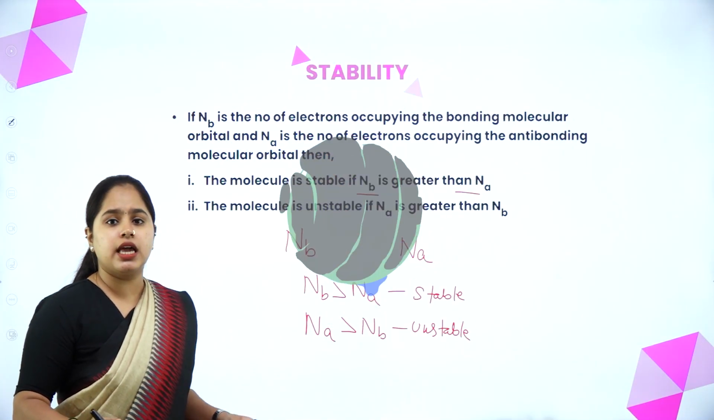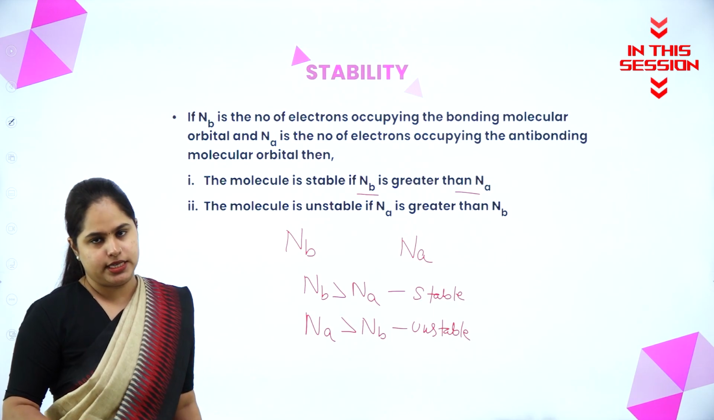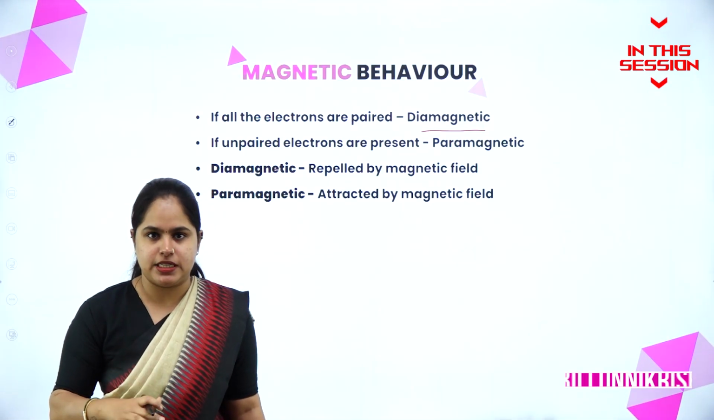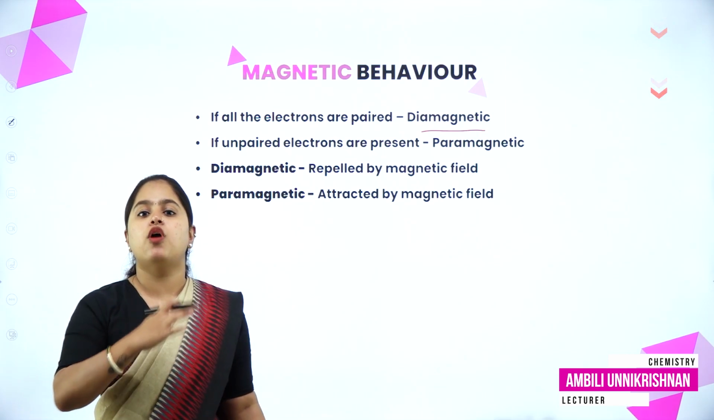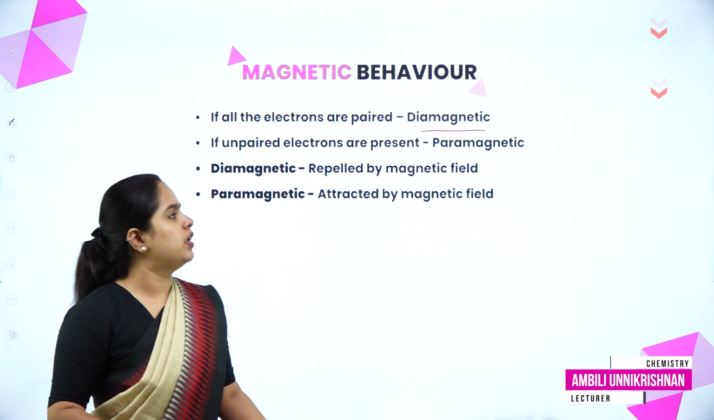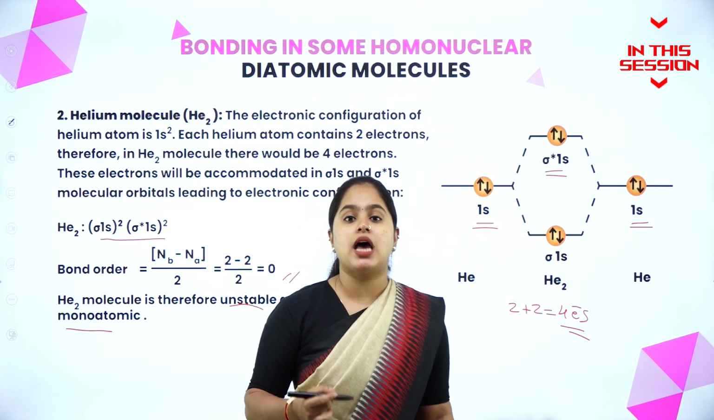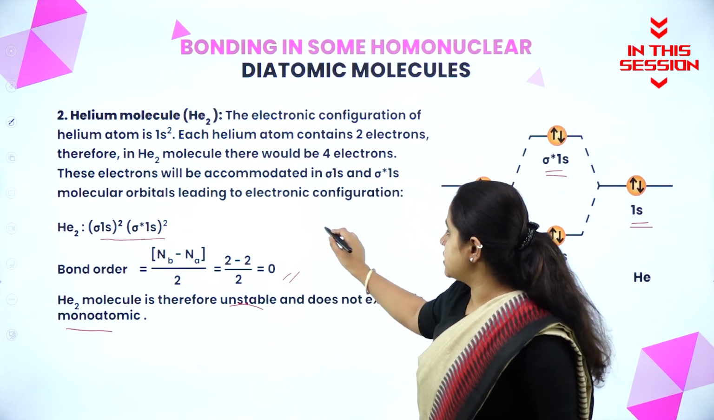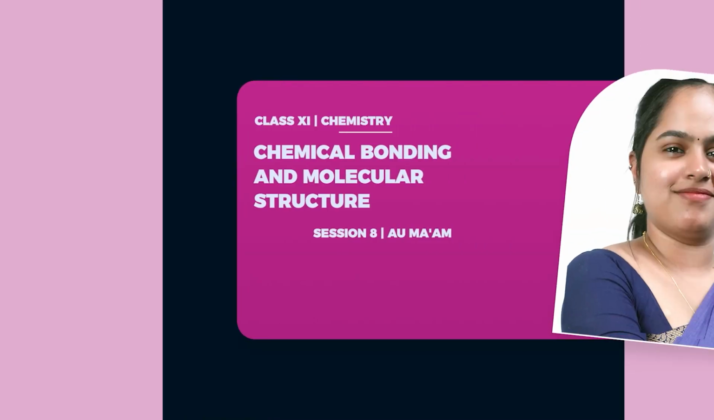So if Nb is greater than Na, it is stable, and if Na is greater than Nb, the molecule will be unstable. If both the electrons are present in it, that is, if the electrons are paired, and in the whole molecule all the electrons are paired, then we can say that it is a diamagnetic molecule. Helium exists as monoatomic. It can exist as a helium atom, but it can't exist as a helium molecule.